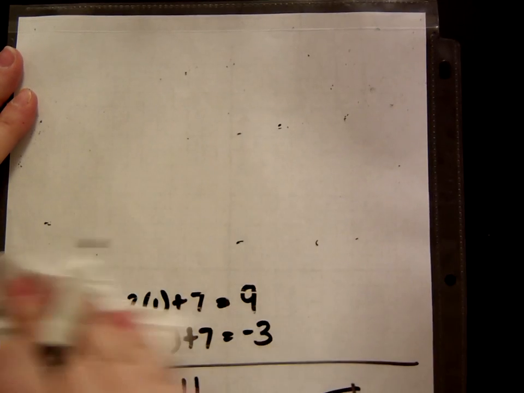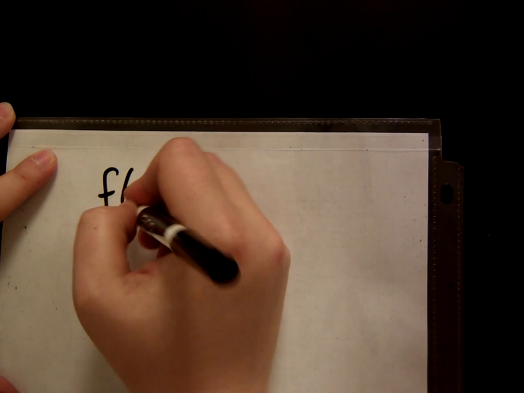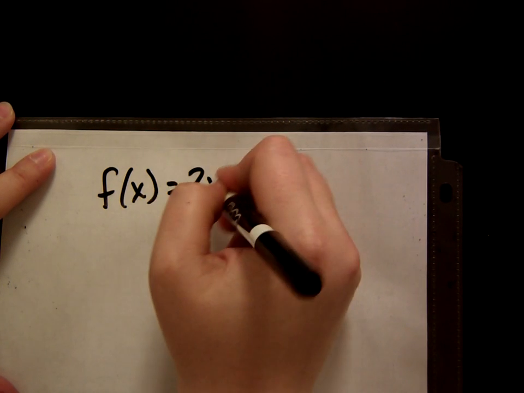Now, sometimes, and we're going to get to this a little bit more at a later date, you might have to plug one equation into another. We're going to start with just expressions. So I'm going to keep my f of x equals 2x plus 7. I'm going to keep that.